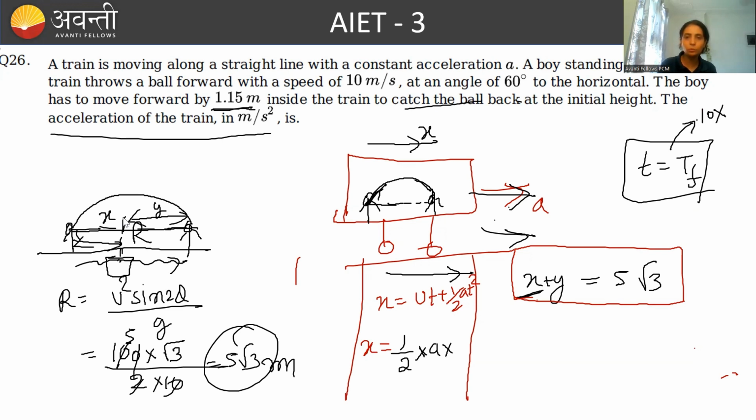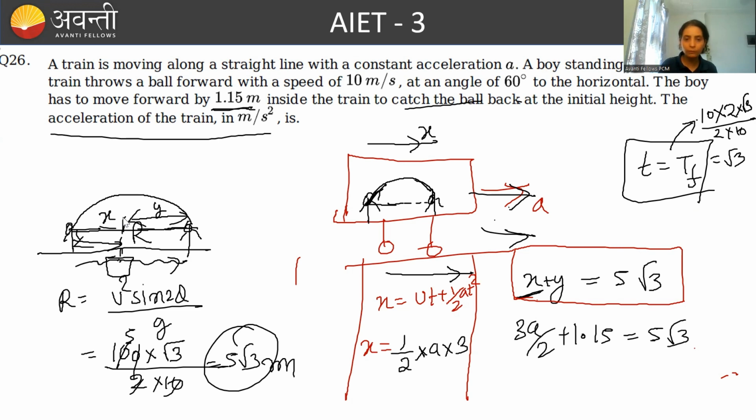So 2u is your 10. Sin theta is how much? Root 3 by 2, into 10. So it will be root 3. Square of root 3 will be 3. So x is 3a by 2. Put here 3a by 2 plus y, that is your 1.15, and this is equal to 5 root 3.